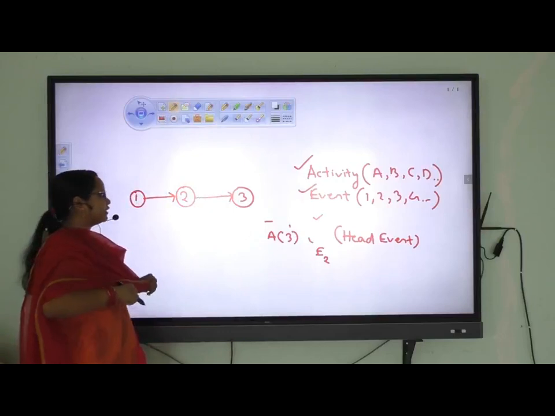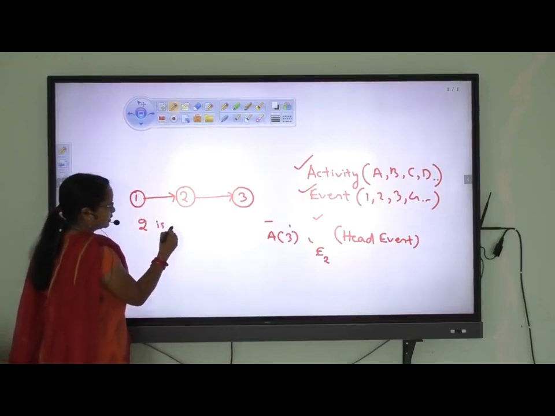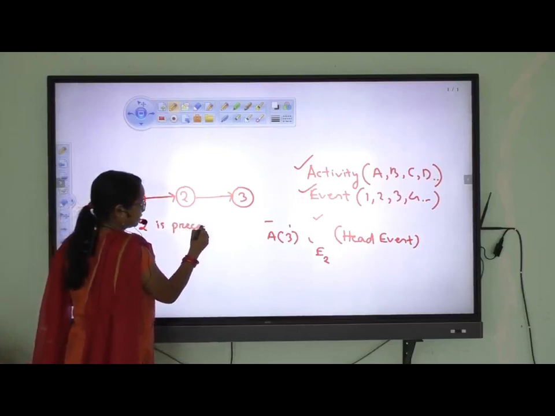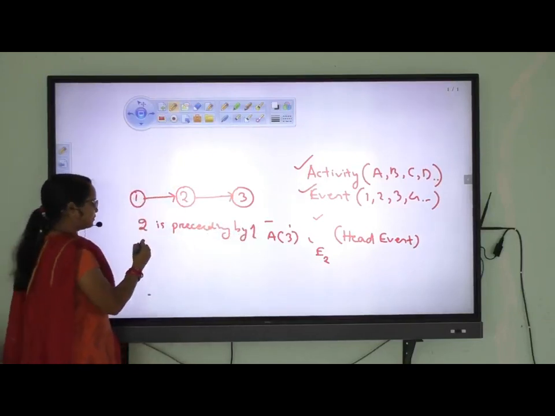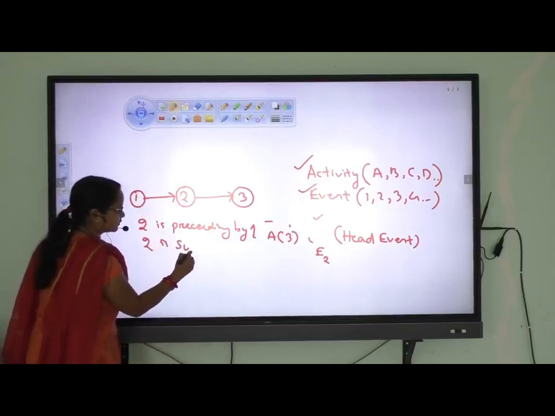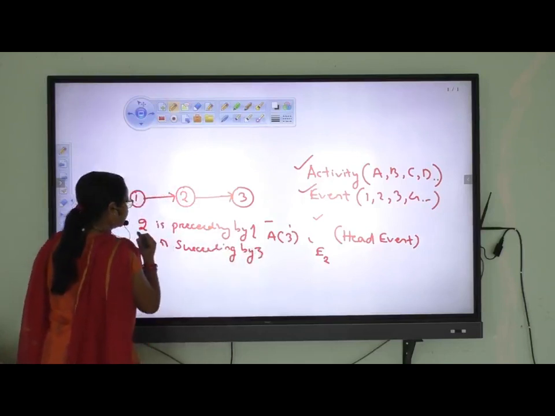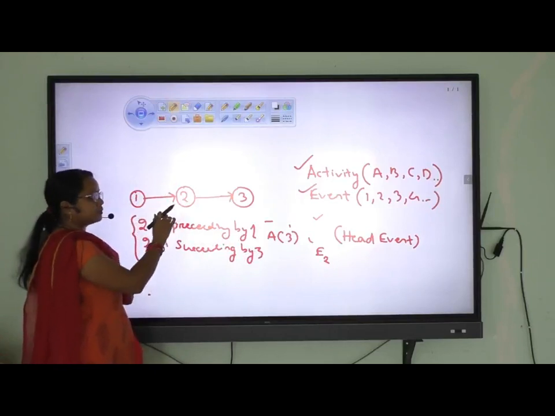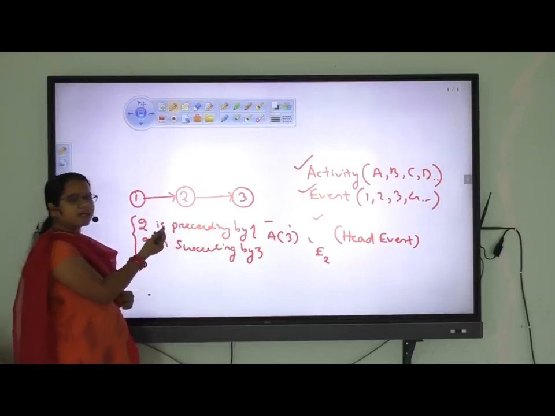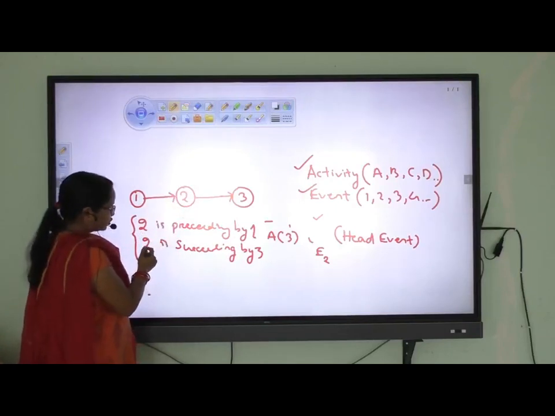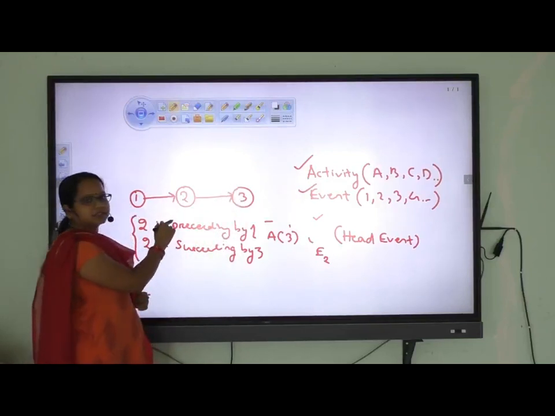If I say about event 2, then I can say activity 2 is preceded by 1, and again that 2 represents being succeeded by 3. If there are 3 events, we can represent the middle event in this way. Event 2 is preceded by 1, which means event 1 comes before event 2, and event 2 is again before event 3, or you can say event 3 comes after event 2.